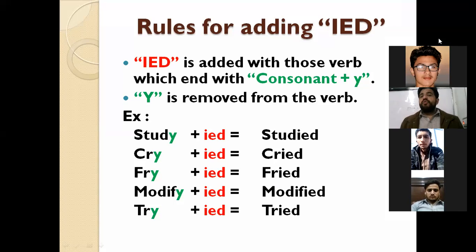So three rules we have discussed. The verb which ends with E, we will add D at the end of it to change to the second form. The verb which ends without E or with vowel plus Y, we will add ED at the end of it. And the verb which ends with consonant plus Y, you will change the Y to I and add IED at the end of it. I hope it is clear to all of you. If any question, you can ask on WhatsApp, and I will help you with that.